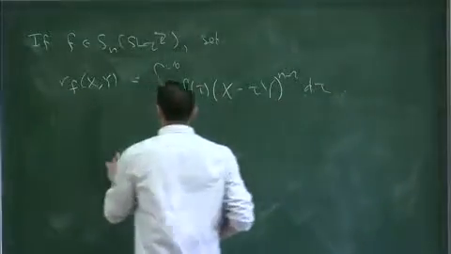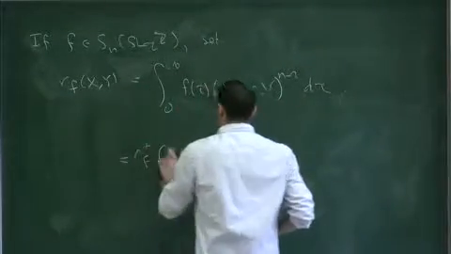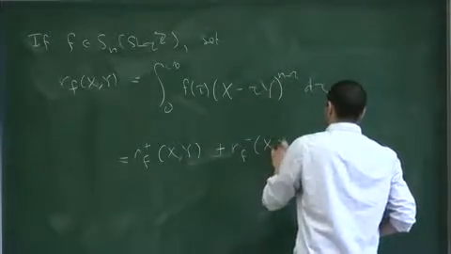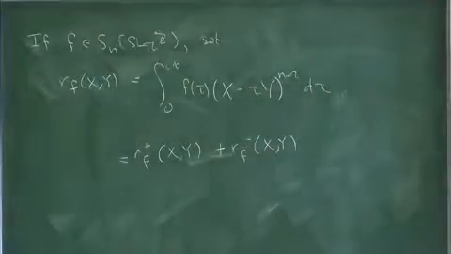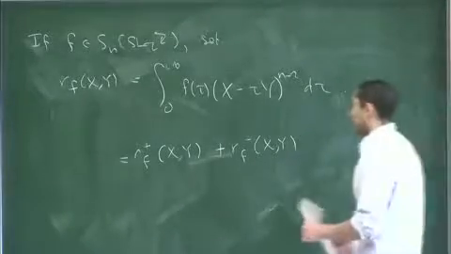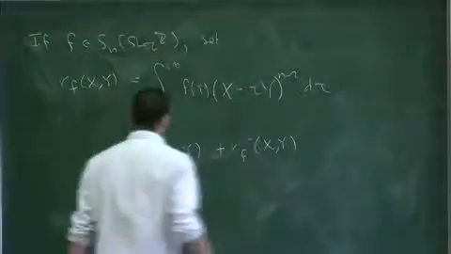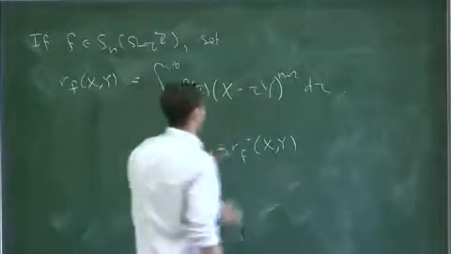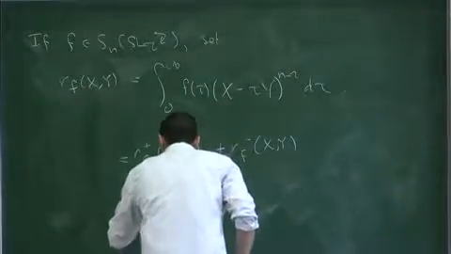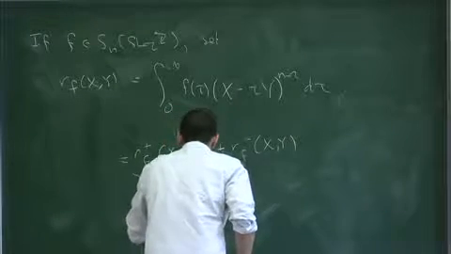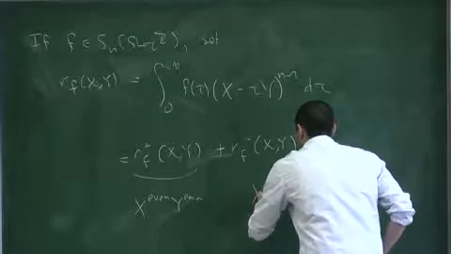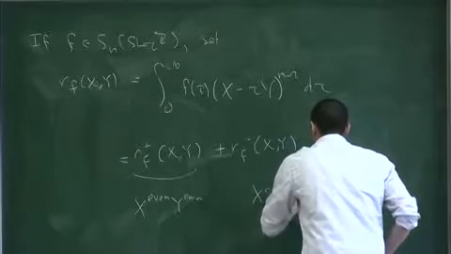Okay, and then you can write this as a sum of two terms, which I've written R_f plus and R_f minus. R_f plus are the terms where the degrees of x and y are both even, so this is x to the even, y to the even, and these are the things that form x to the odd, y to the odd.